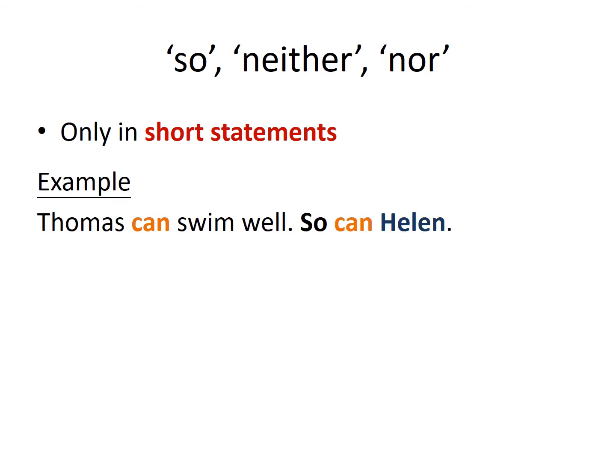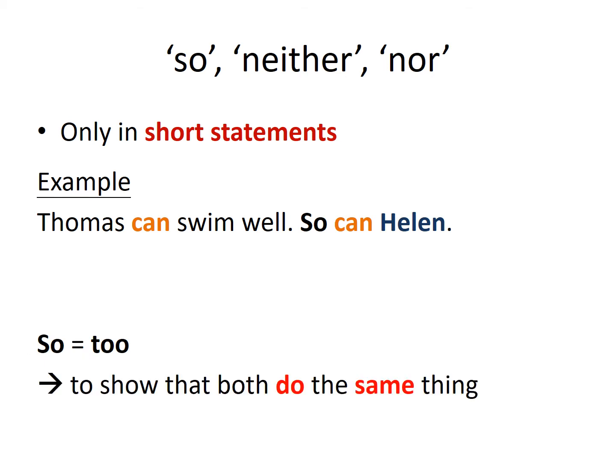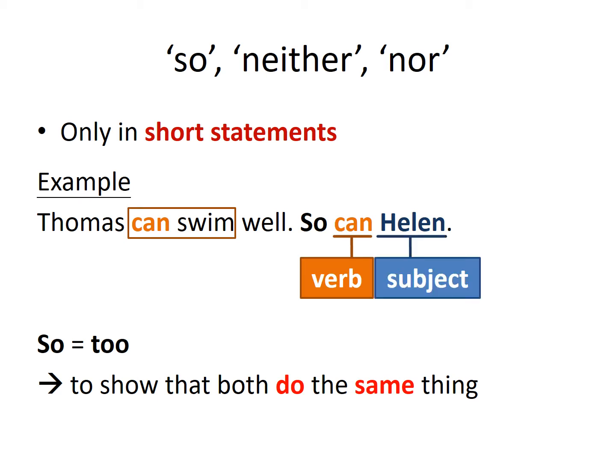The first ones, which you should have used before, are so, neither, and nor. We can use the inverted structure with these words in short statements. For example, Thomas can swim well, so can Helen. In this example, we can see that so has the same meaning as too, which is to show that both do the same thing. And you can see that we start with the verb can, followed by the subject, Helen, after we have used the word so in this short statement.